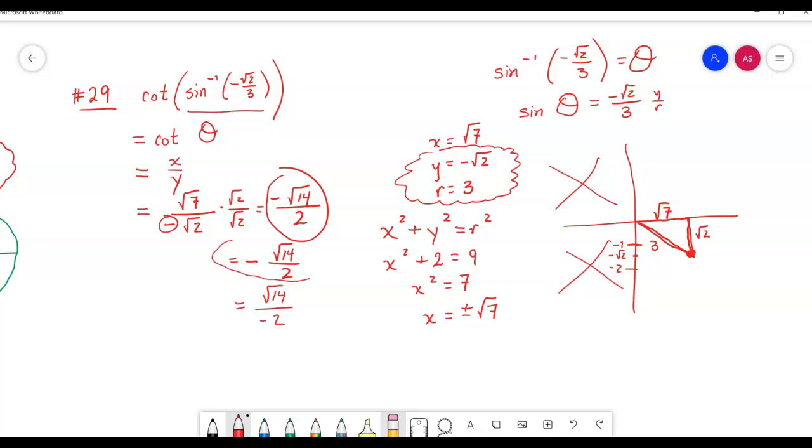Middle school teachers do not like that. They get very upset about those rules. Can't have a negative in the denominator. Sure you can.